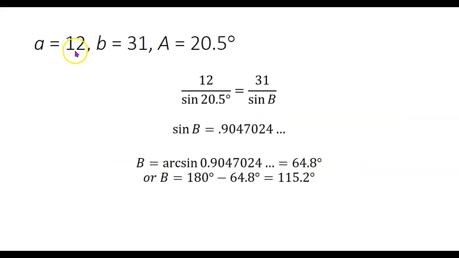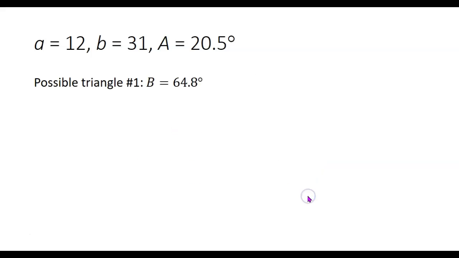Let's try this. Little a is 12, little b is 31, big A is 20.5. Take these three numbers and stick them into the law of sines together with the unknown capital B. We get that the sine of angle B is 0.9047024 and so on. So B is the arc sine of that, which is 64.8 degrees, or it's the supplement to that angle, 180 minus that, which is 115.2 degrees. So we have two possibilities so far.